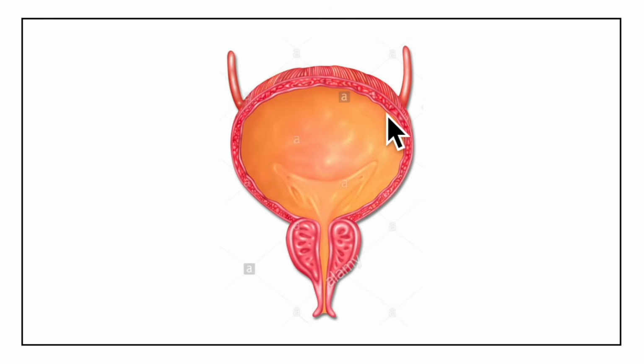A full bladder is ovoid in shape and it has an apex that is directed upwards towards the umbilicus. It has a neck that is directed downwards and two surfaces, that is anterior and posterior surface.